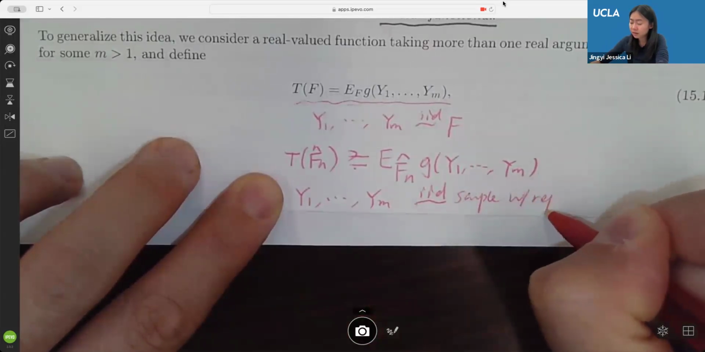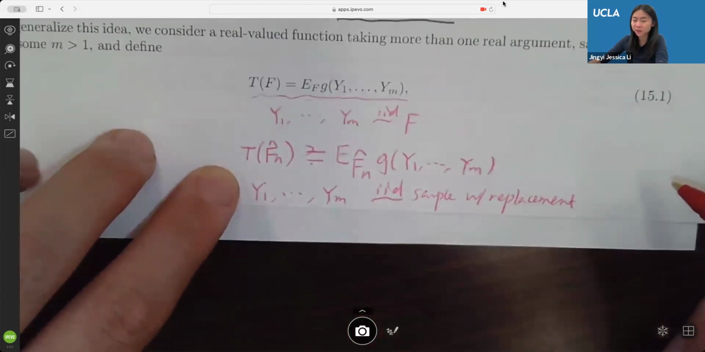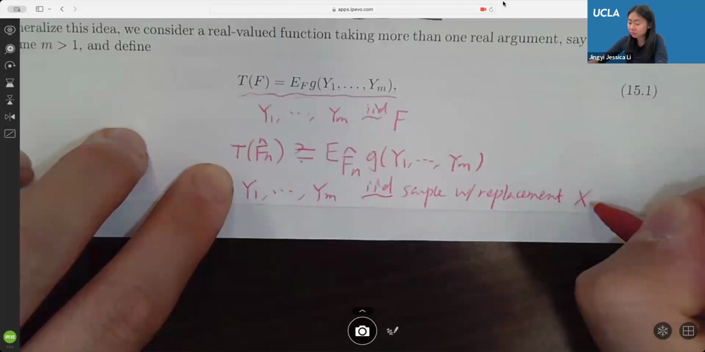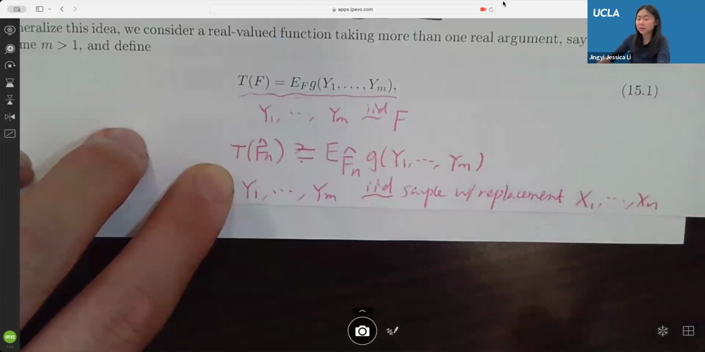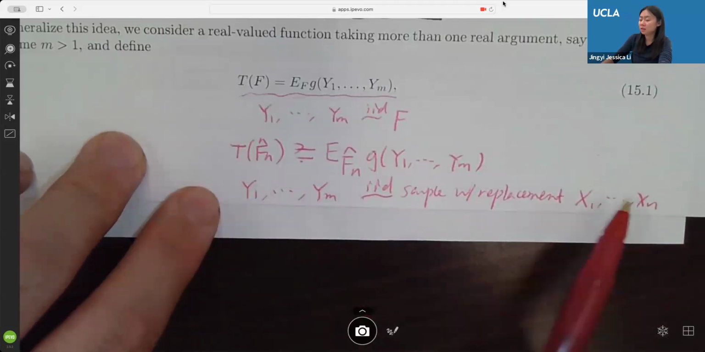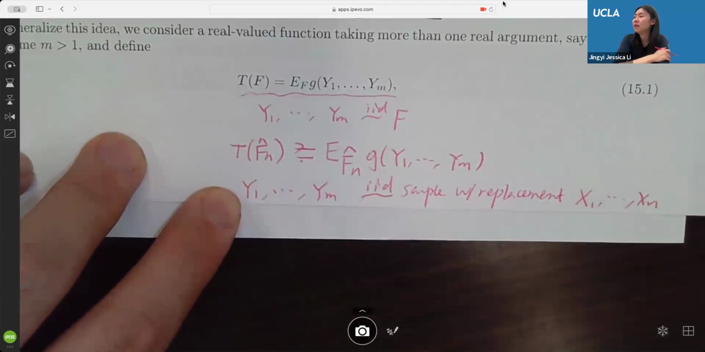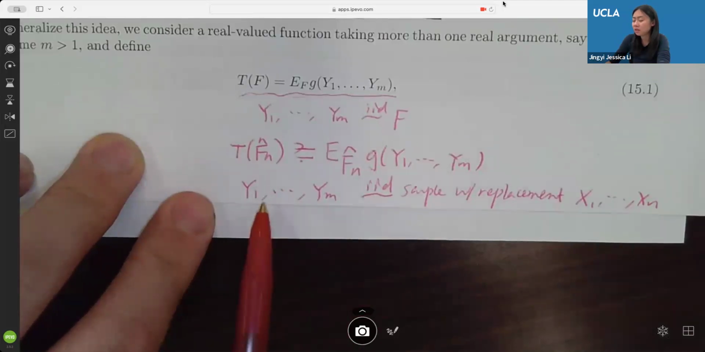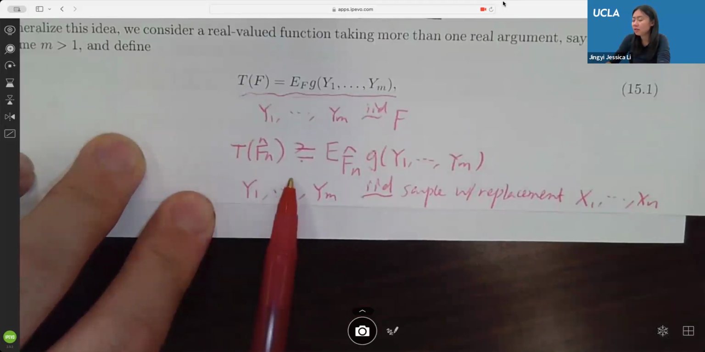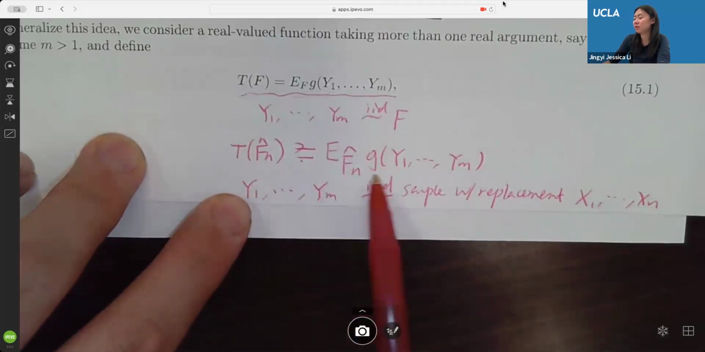with replacement from my sample, x1 to xn. That's because F_n hat is specified based on the sample. So y1 to ym are just sampled with replacement from these n things. And by having replacement, it means what? It means that we could get more than one y_i that is from the same original x_i, right? So there could be repeats in my y1 to ym.